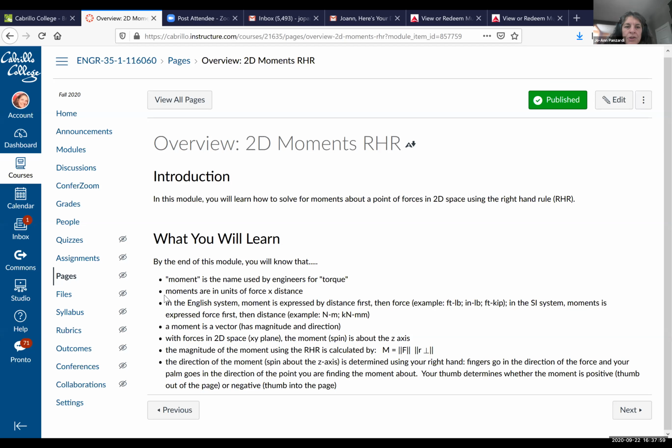Okay. The units of moments: how you calculate moment is force times distance. So that means it's going to have a unit of force times distance. In the English system, moment is just expressed by a distance first and then a force. So for example, foot pound, inch pound, foot kip.